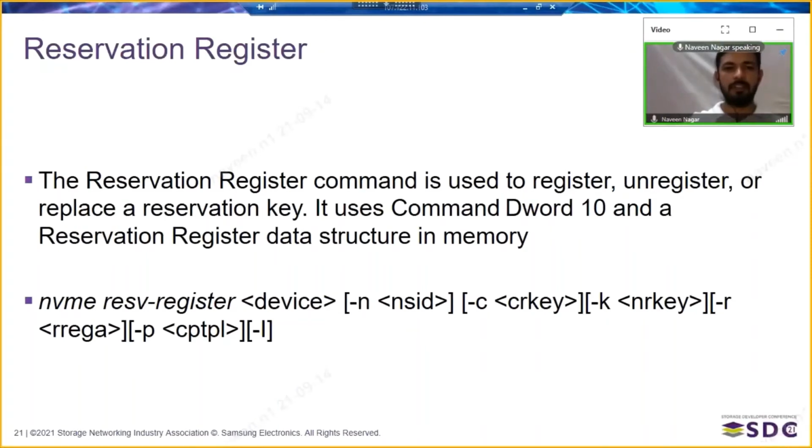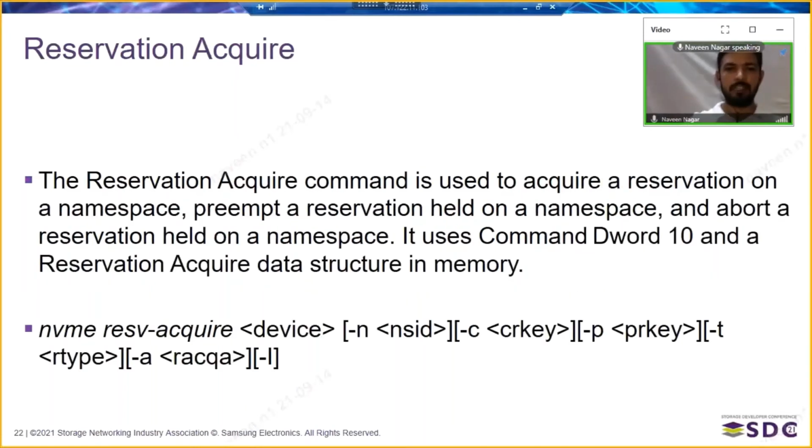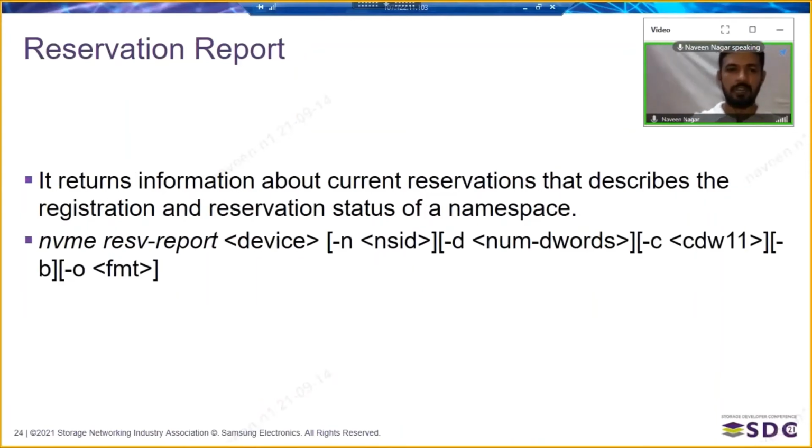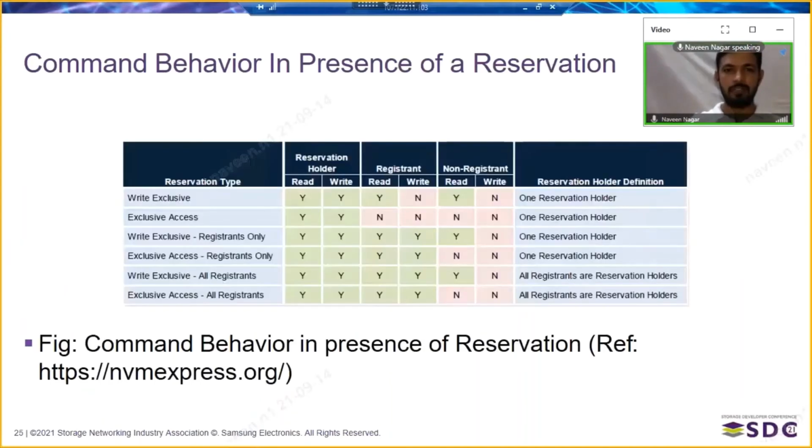We can issue this command from NVMe CLI in Linux, and after that, the host will get registered to that particular namespace. Similarly, this command can be used to acquire the reservation. The reservation release command is used to release or free the reservation. And finally, the reservation report command will return information about current reservations.